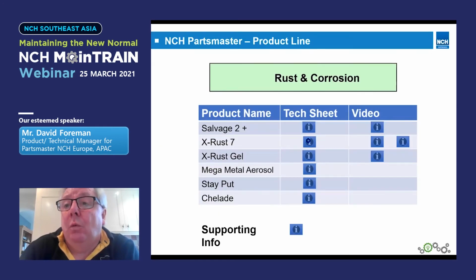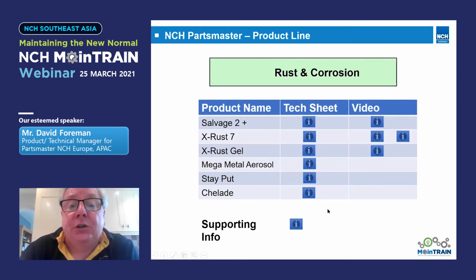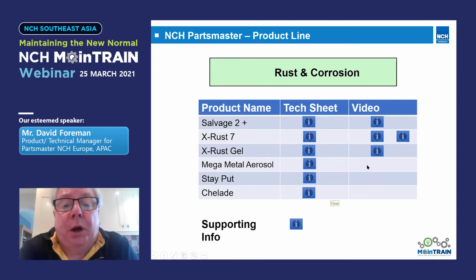So what happens if you've got larger components that you can't dip, you cannot physically put them into a bath? Well, that is why we have Xrust Gel.